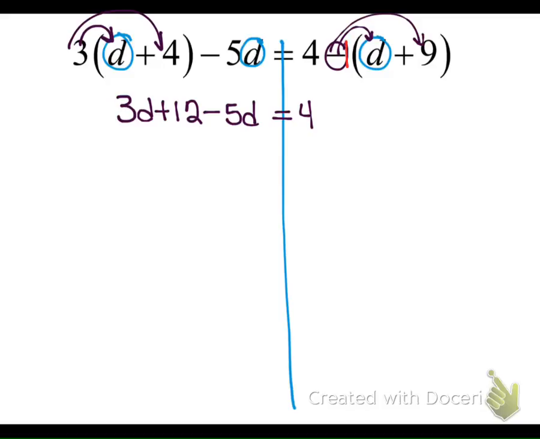So what's negative 1 times d? Negative d. Then what's a negative times a positive 9? Negative 9. Now again, anytime I have a variable by itself, what can I put in front of it to give it a number value? A 1. So I'm going to throw a 1 in front of that.